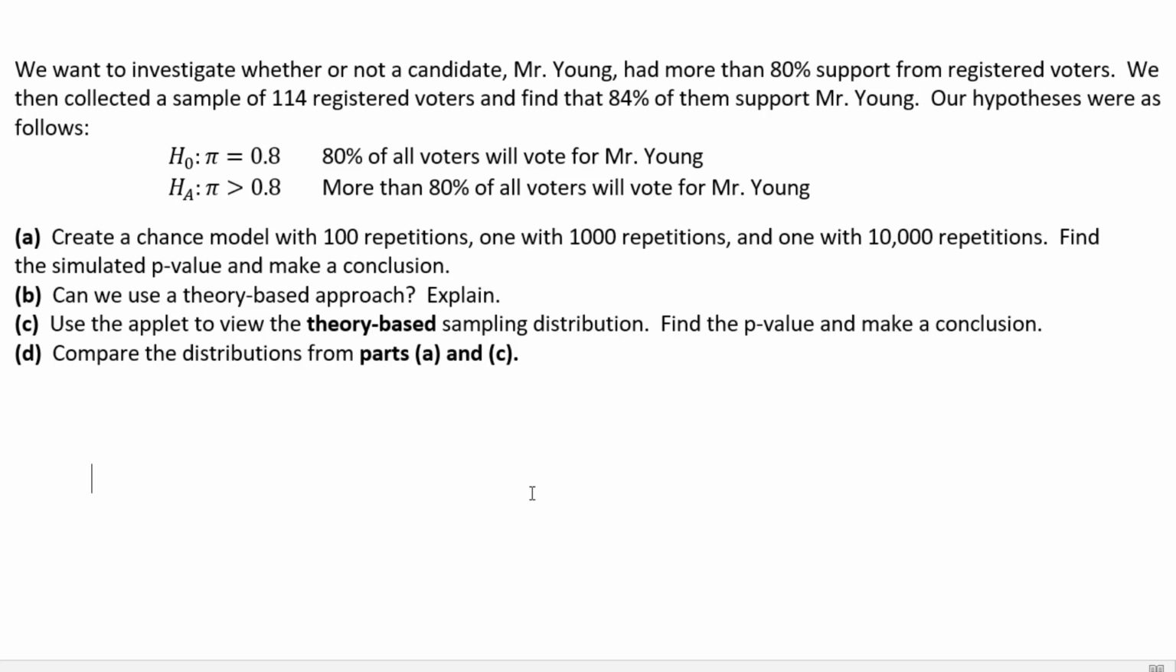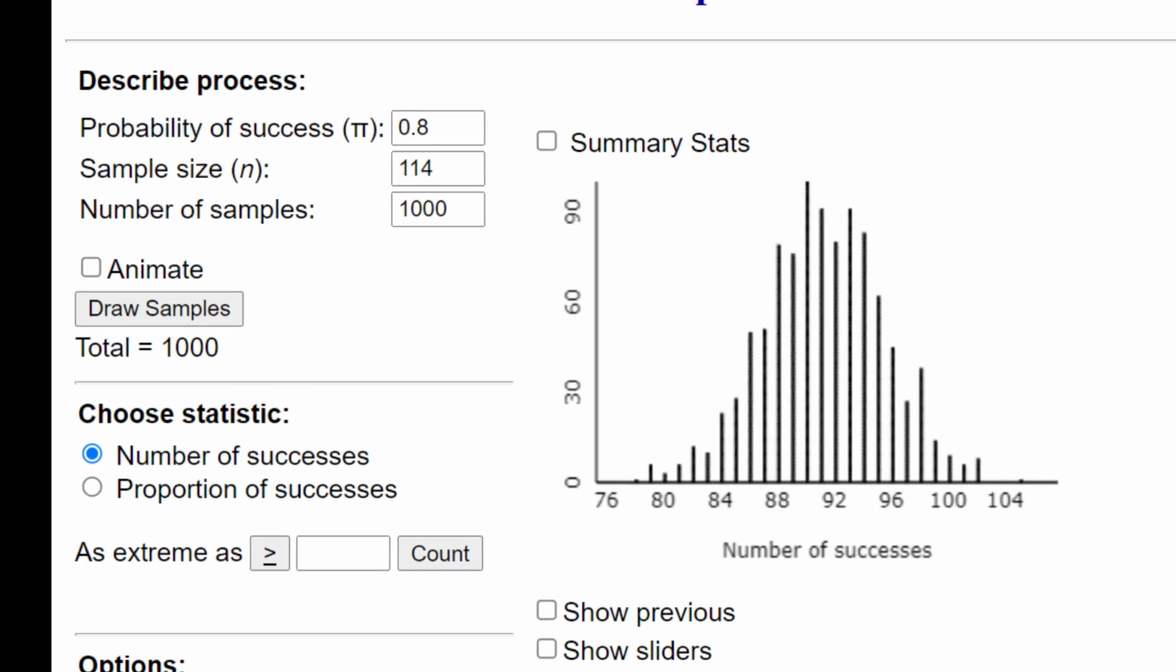So first, let's just do a quick review of using the Applet to create a simulated distribution of sample statistics. Let's do one for 100 repetitions, one for 1,000, and one for 10,000. So we go to the one proportion applet. Our proportion of success pi is the value from the null hypothesis, 0.8. Our sample size was 114. And in the number of samples, we can do the three problems that were asked. We could do 100, we could do 1,000, we could do 10,000. I've displayed here the simulation from 1,000. Remember, you can also change this from number of successes to proportion of successes.